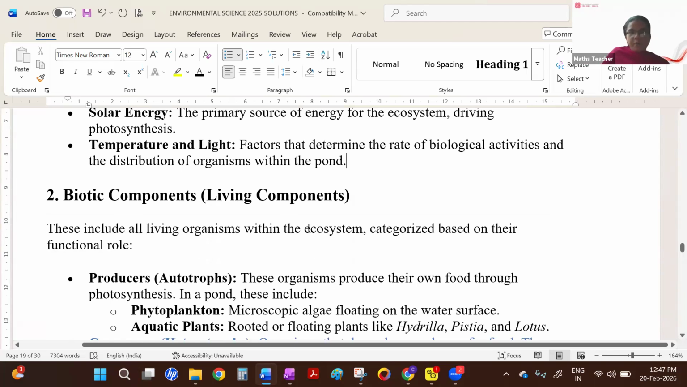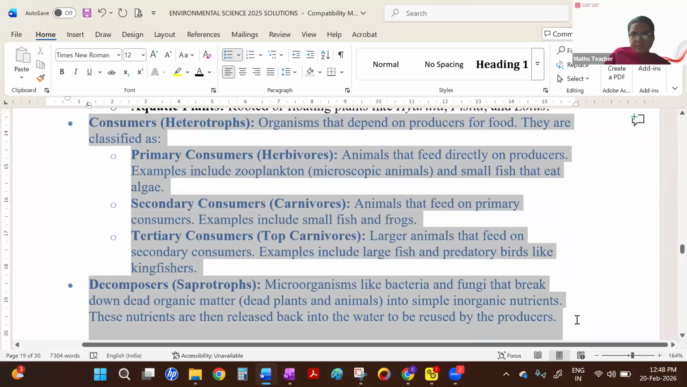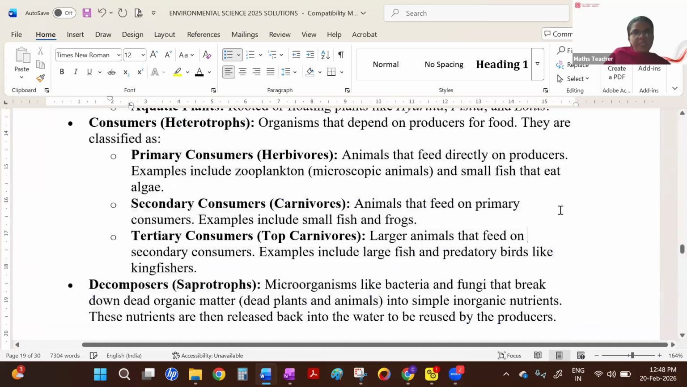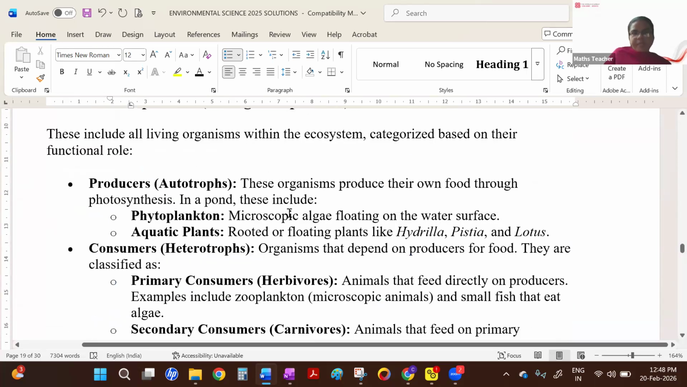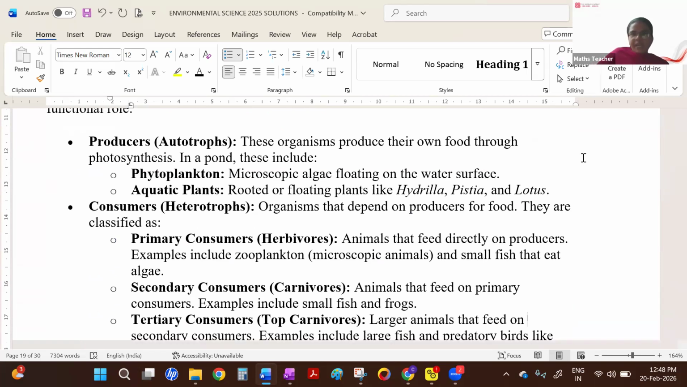And then we also have biotic components or living components. What are the biotic components? It includes all living organisms. So it contains producers. Producers means the plants, right? Autotrophs. These organisms produce their own food. So in a pond, we have phytoplankton. What is phytoplankton? It is a microscopic algae floating on the water surface. And then aquatic plants, rooted or floating plants, right? We also have a number of aquatic plants like hydrilla and lotus.